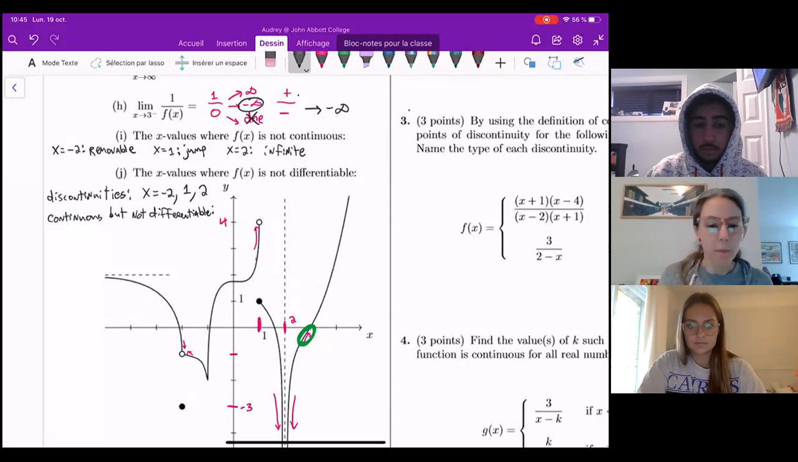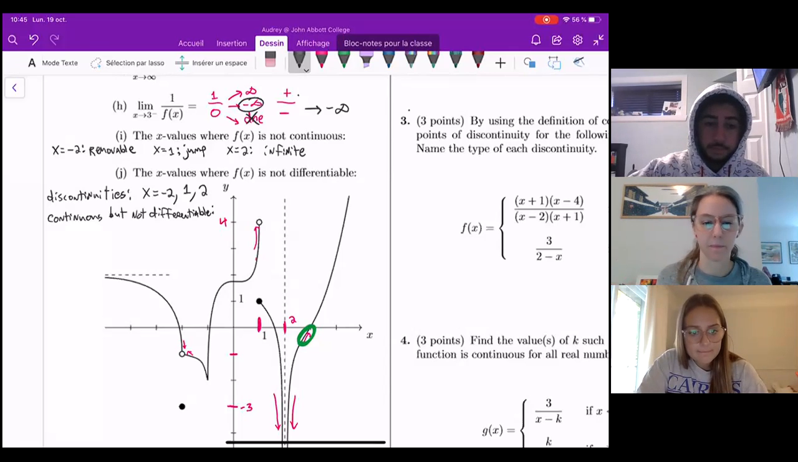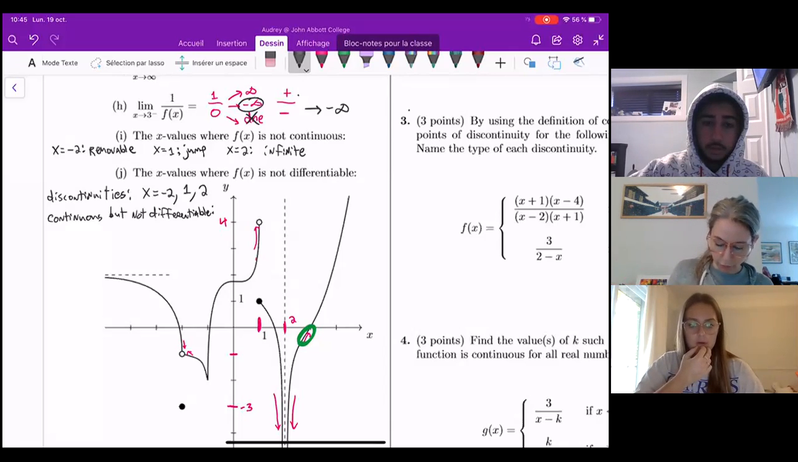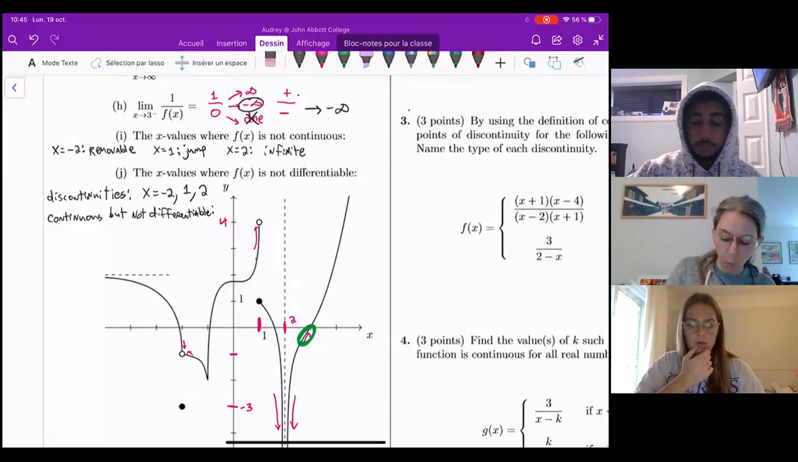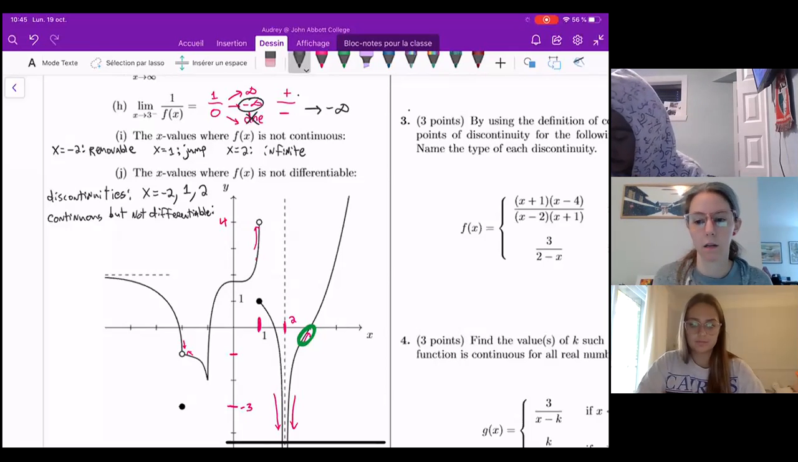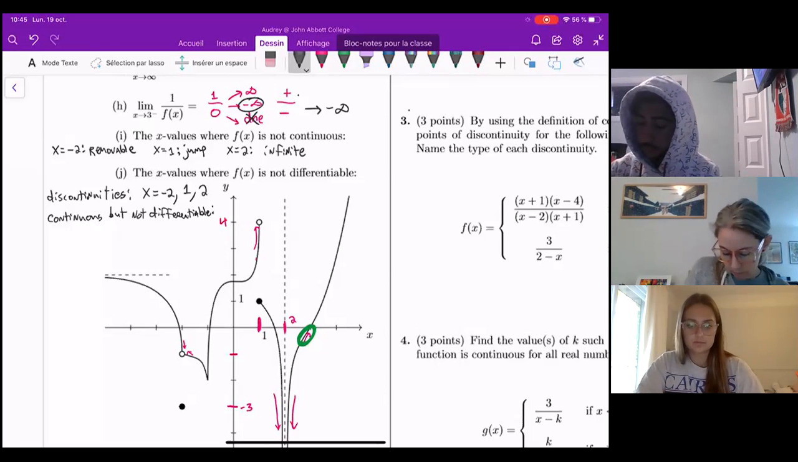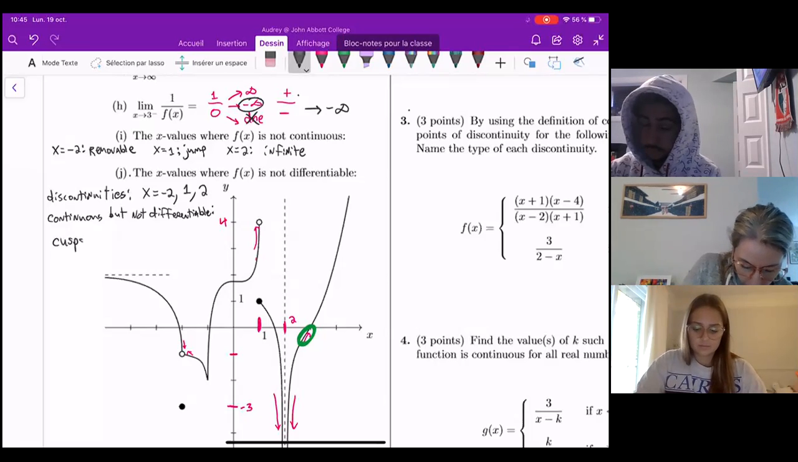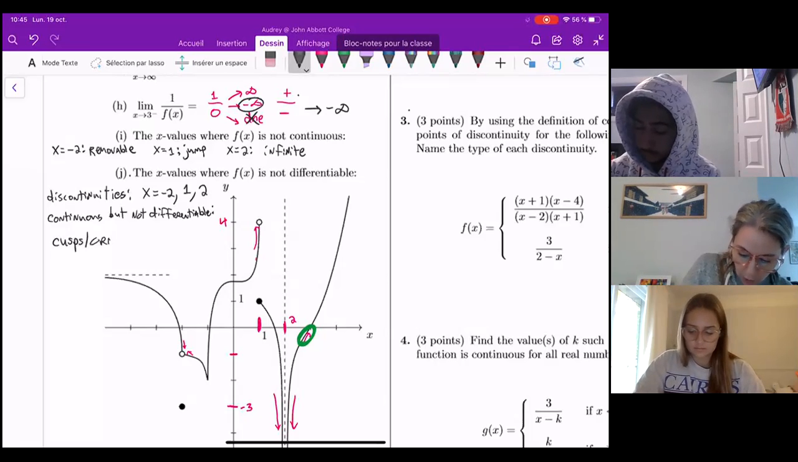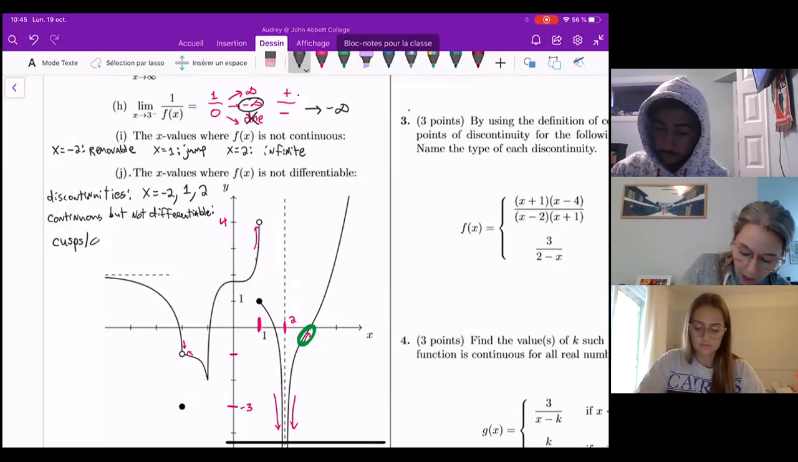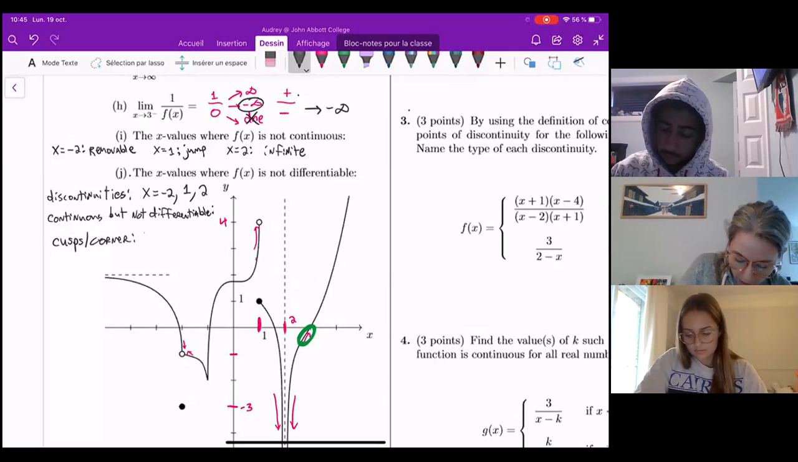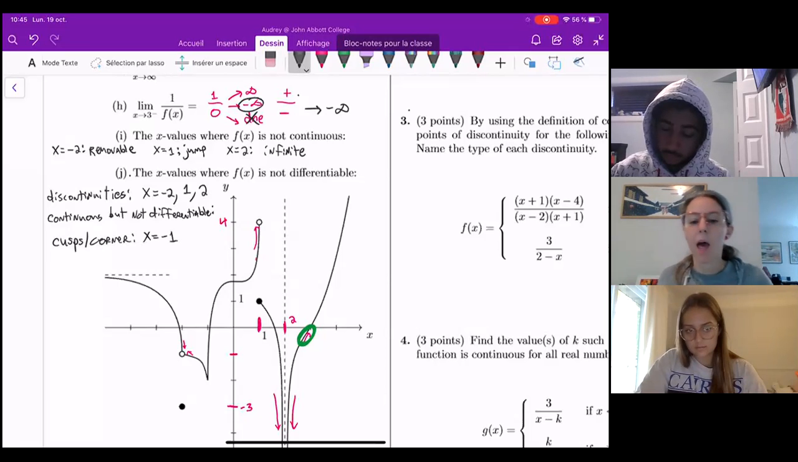Is there another place? At -1. Yeah. -4? No, -1. -1, okay, yeah. So at -1, what do we have going on there? Cusp. Yeah, you got it. A cusp. So we keep cusps and corners together. Cusp, corner. And that happens at x is equal to -1.